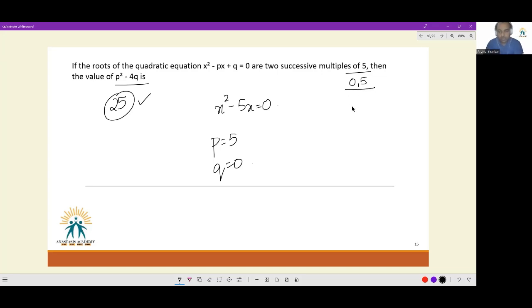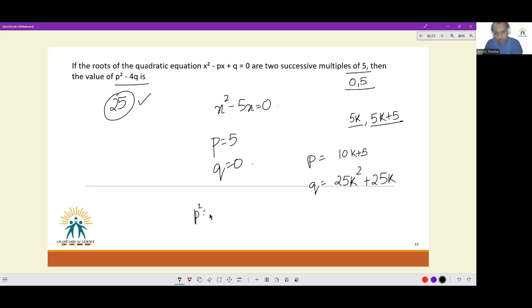If you want to solve it technically, it will be 5k and 5k plus 5. These are the two roots. So p is equal to 10k plus 5, the sum of roots, and q is equal to 25k square plus 25k. Now I have to find p square minus 4q.